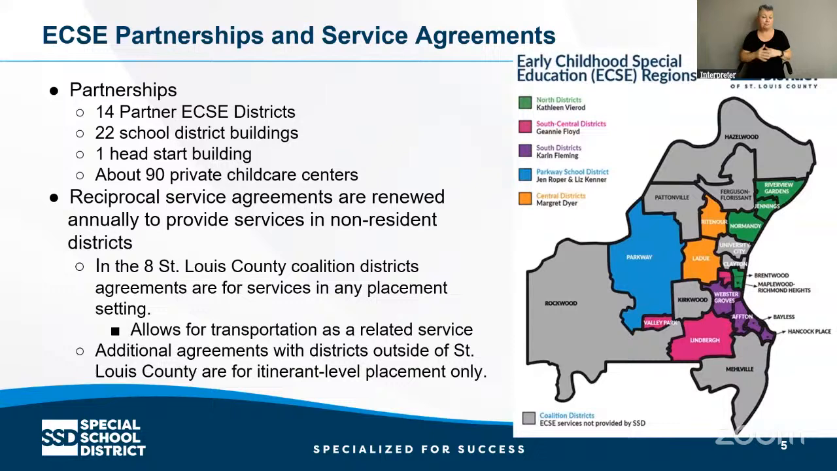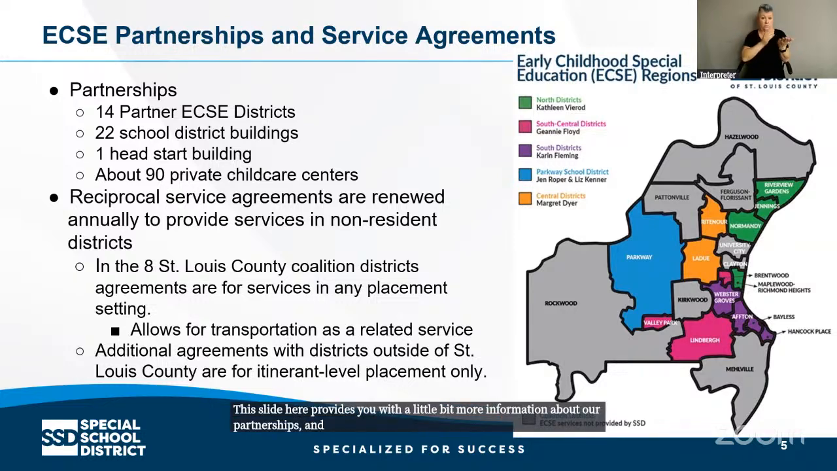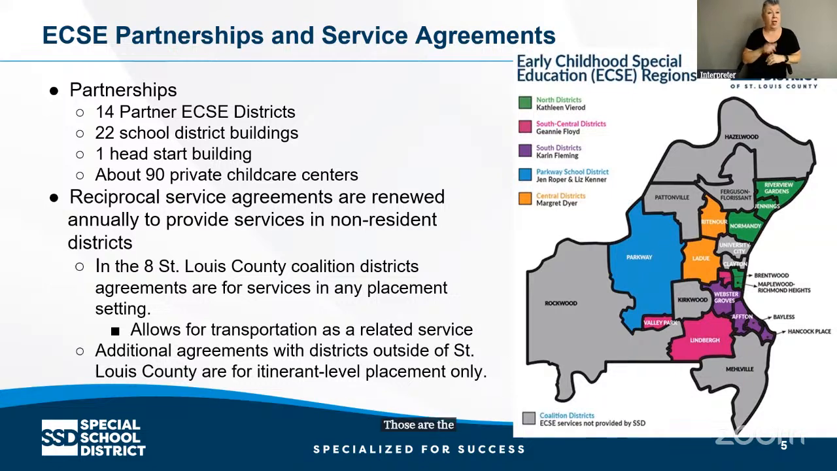Next slide. This slide provides you with a little bit more information about our partnerships and service agreements. I know that we've received a few questions in this area, and we want to ensure that we're able to provide you as much information as possible. Through our partnerships, there are 14 partner early childhood school districts. Those are the districts that we provide special education services for. There are 22 school district buildings where we provide those supports and 1 Head Start building location.